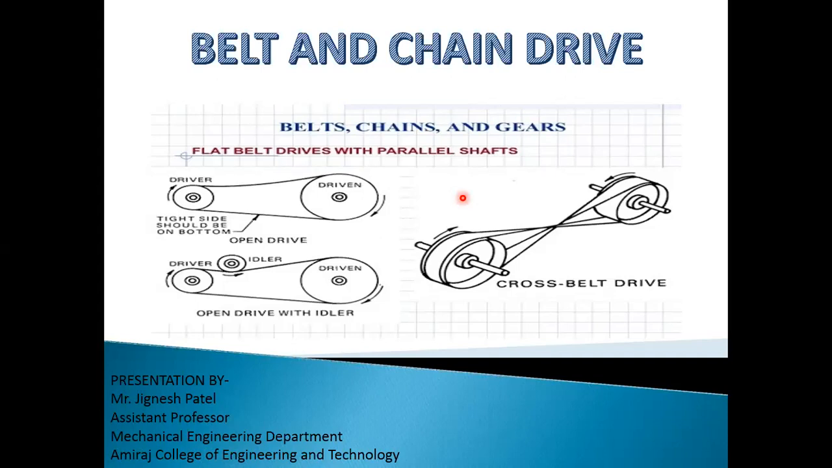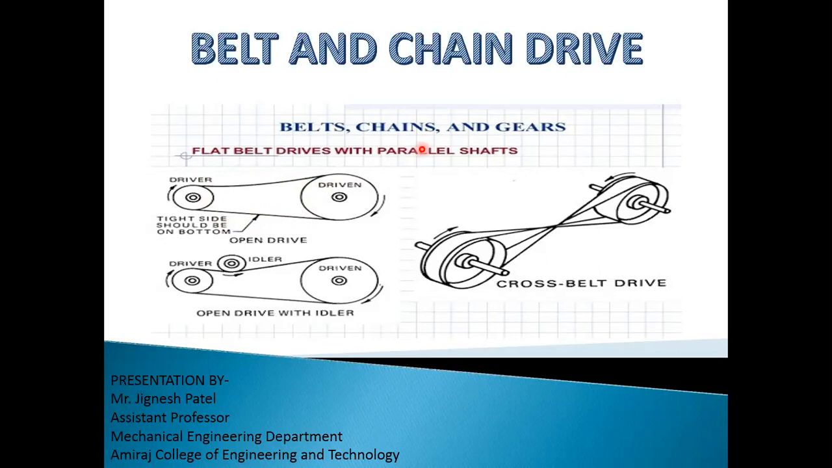Suppose a belt drive is given. The upper side is the slack side, whereas the bottom side of the belt is the tight side, right? So in the belt drive there will be two sides: one is the slack side and the second is the tight side. The tensions on both sides are different. So what is the ratio of the tension on the tight side to the tension on the slack side? We have to find that, right?